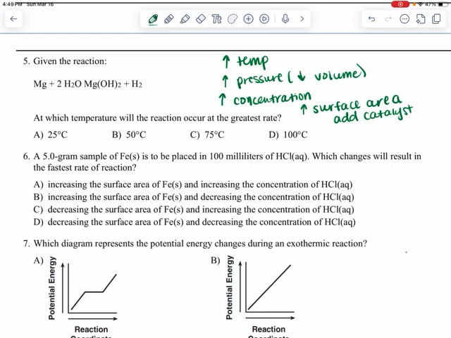So we have the reaction. It says, at which temperature will the reaction occur at the greatest rate? We're looking for the highest temperature. So the answer is D.